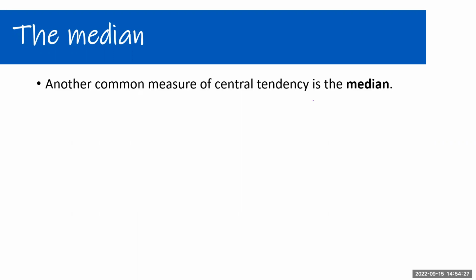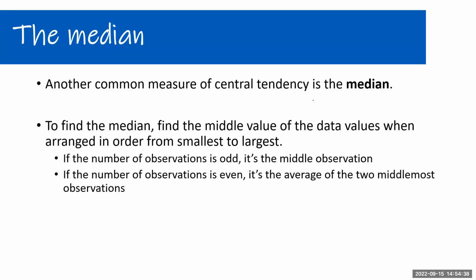So another common measure of central tendency is the median. So instead of just calculating the average, we also can calculate the median. And the median, think about it as the median in the road, right? It's in a dead center. So to find our median in a data set, we want to find the middle value of the data values, okay? We're not adding anything together now. We're just counting how many there are, and we're finding the middle of them.